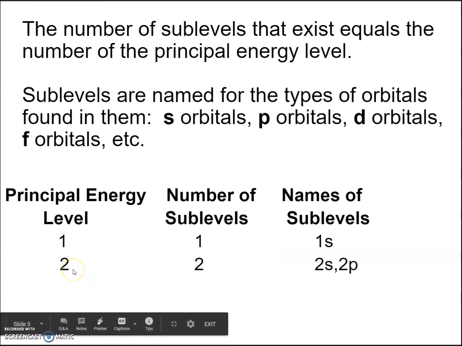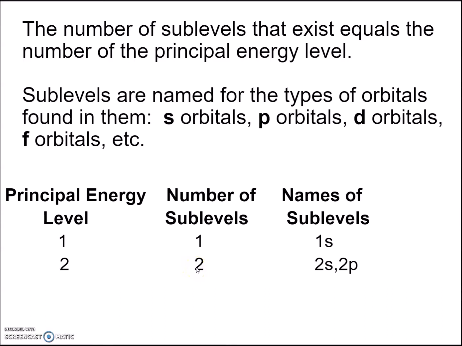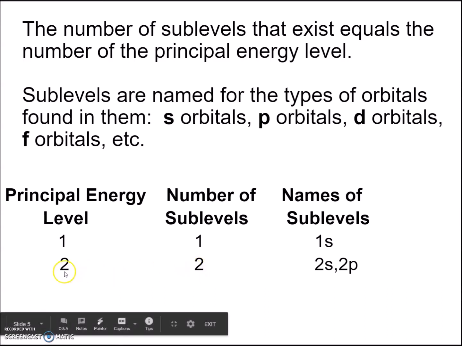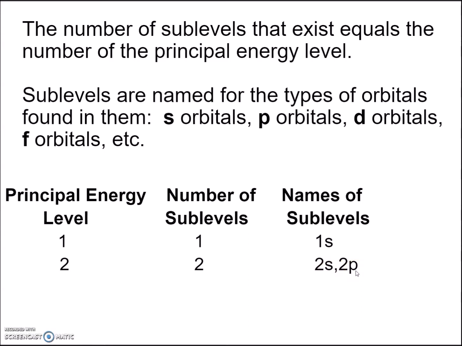In the second principal energy level, there are 2 sublevels that exist. Notice the number of sublevels equals the numerical value of the principal energy level, and they have names 2s and 2p. Always going in order: s, then p, then d, then f.